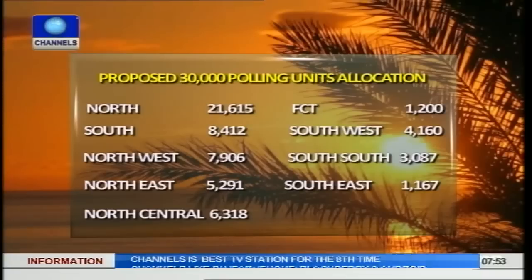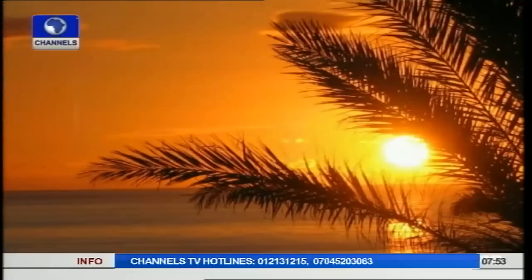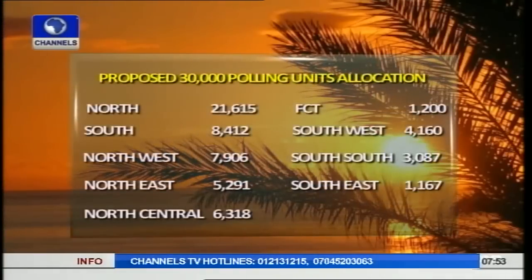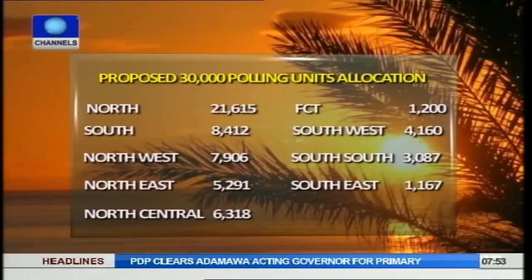Well, we don't know if you're in front of your television. I can see the figures that we have on our screen. But if you look at the figures, the FCT has 1,200 polling units. The Southeast has 1,167 additional polling units. One has to ask the question, what was the basis for that?